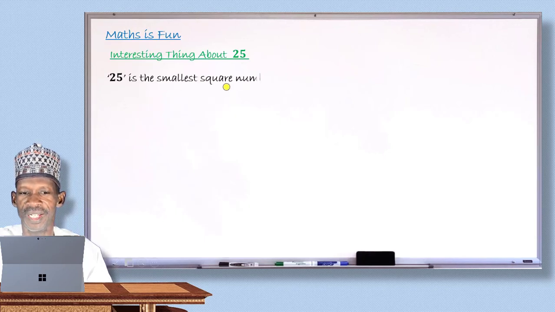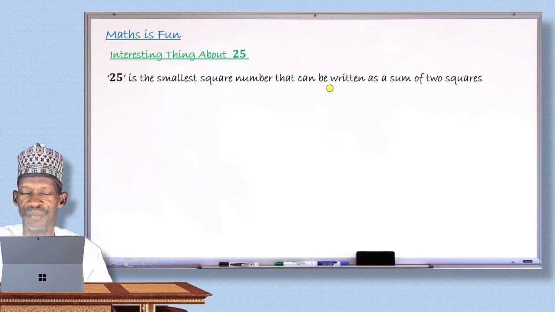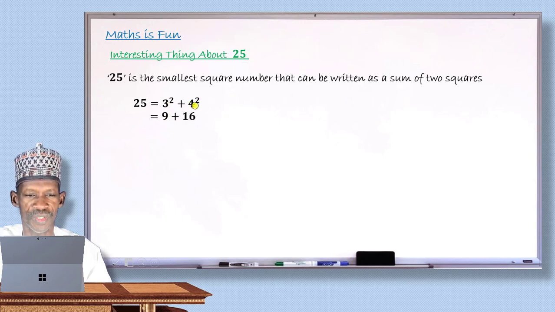25 is the smallest number, or is the smallest square number, that can be written as the sum of two squares. That is, the smallest square number that can also be written as the sum of two other square numbers. So let's just test and see. 25 is the same as 3 raised to 2 plus 4 raised to 2. 3 raised to 2 gives you 9 and 4 raised to 2 gives you 16. This 9 and 16 are square numbers, and if you add them, you get your 25 back.